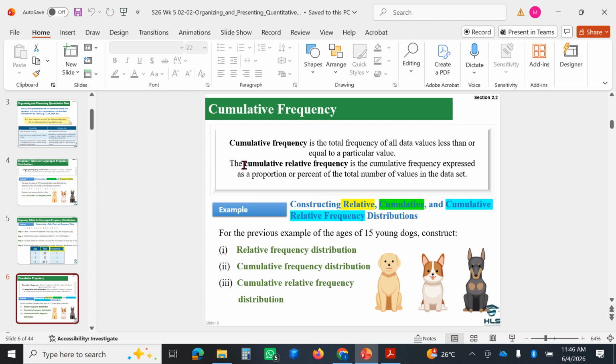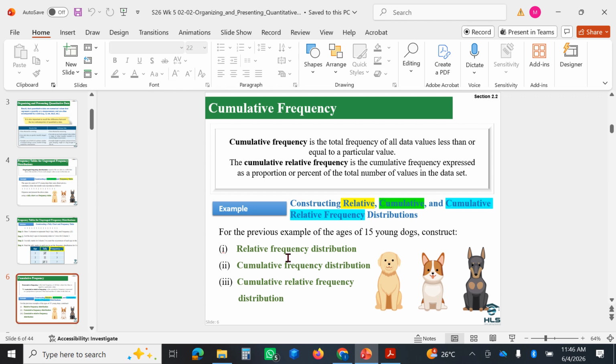Then there's something there called the cumulative relative frequency. Again, the definitions here aren't great, but once you see what they are, then I'll show you. Don't worry. The cumulative relative frequency is the cumulative frequency expressed as a proportion or percent of the total number of values in the data set. And basically, as you go along, you're just adding one to the next until you encompass all data. We'll show you. So, constructing relative, cumulative, and cumulative relative frequency distributions. Okay, yellow, green, and blue.